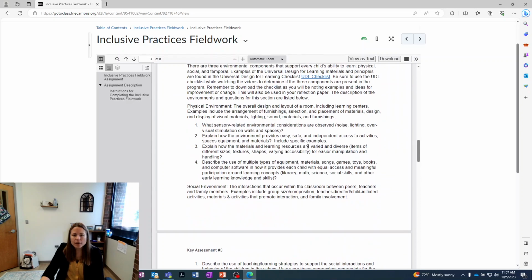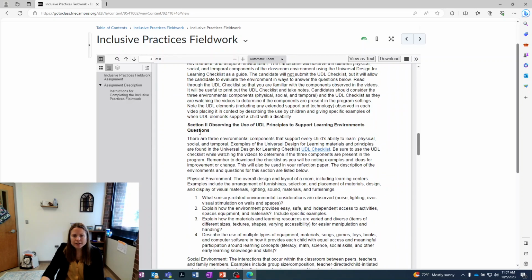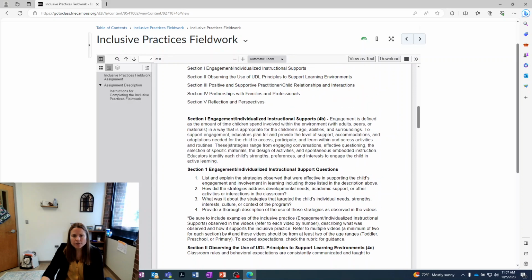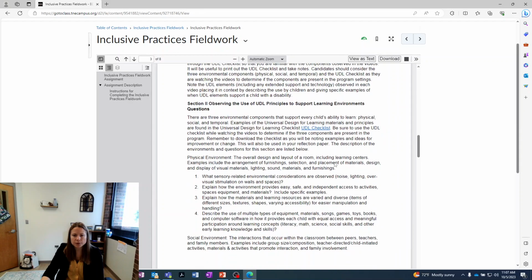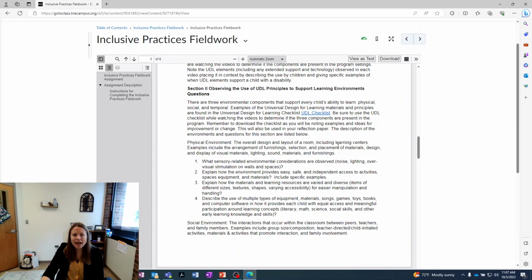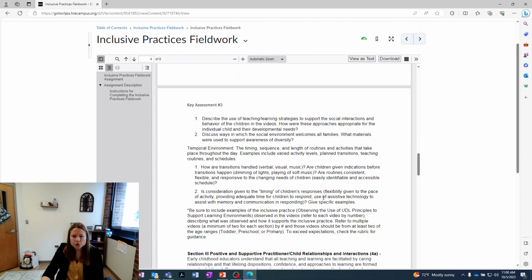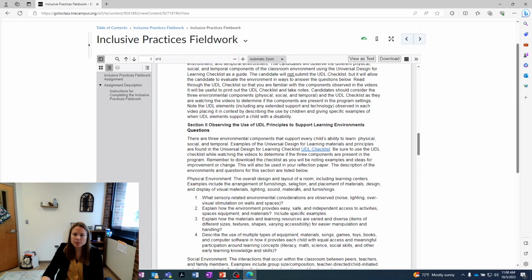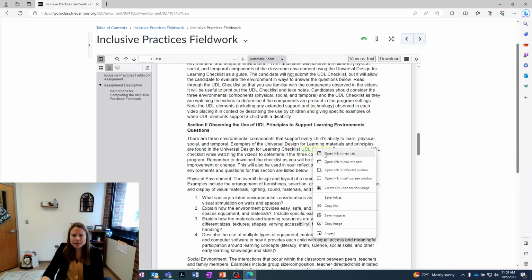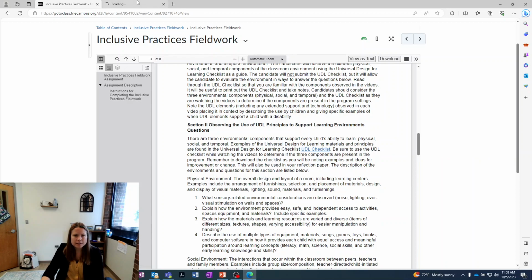Okay, so I wanted to note something here. In section 2 of your paper here, where it says observing the use of UDL principles to support learning environments, I'm going to actually break down the environments for you, right? So physical environment, social, and temporal. Those are the 3 environments that we're looking underneath those UDL principles. Here is the UDL checklist.